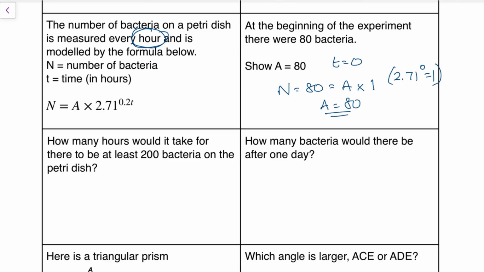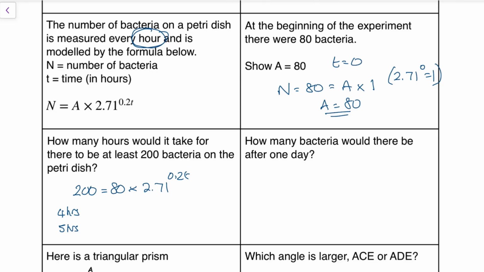Next question. How many hours would it take for there to be at least 200 bacteria? So in other words, this is growing from 80. Actually, I know A is 80 now, don't I? So I want to find out the number of t, let's write this down first, so 80 times 2.71 to the power of 0.2t is going to give me a number above 200. Now, there is a way of doing this. You'll learn to do this at A level, but the way you have to do it at GCSE is basically just trying different numbers. So I'm going to try 4 hours, and I'm going to try 5 hours, partly because I think what the answer is, but let's give it a go.